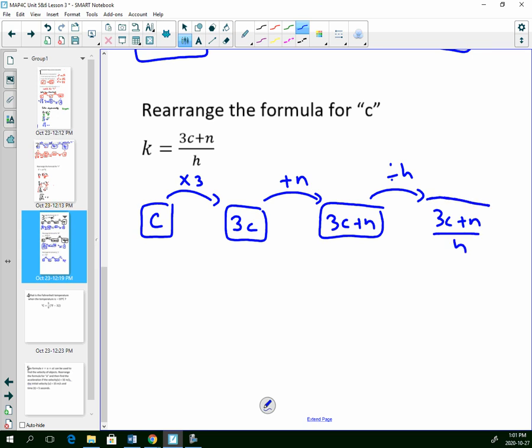And I know I did the h last because the 3c and the n are both divided by h, so I know that that was done last. Okay, and then that equals the letter k.